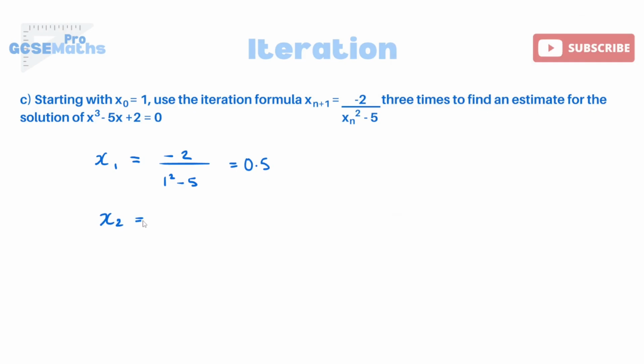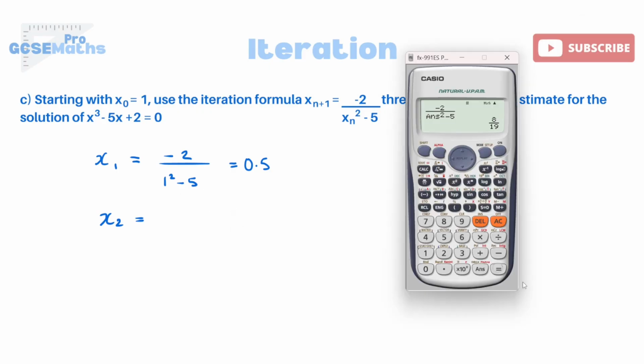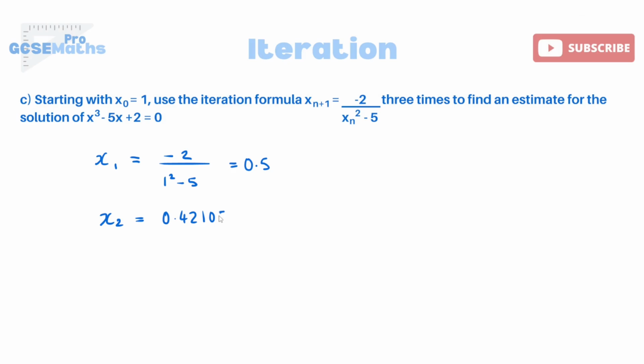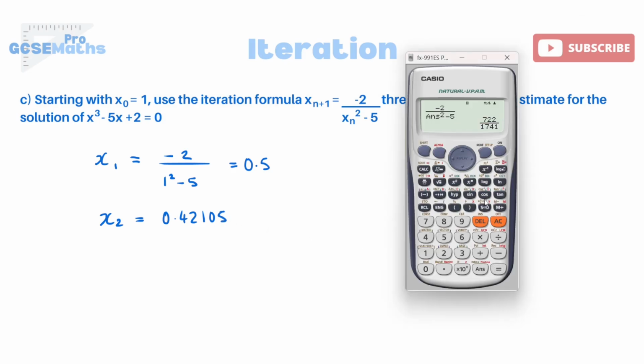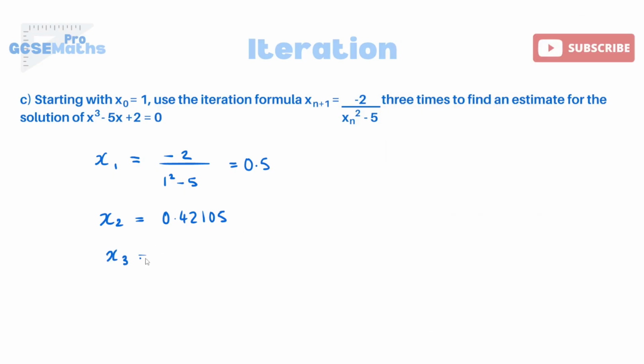And then I don't necessarily have to write out the whole thing for the second value. I'm just going to press equals again, and it will input 0.5 as my next answer, which then gives me, oh, massive decimal, so write down maybe 5 decimal places, 0.42105. And then once more, press equals again, 0.4147 for x3. Now, they've said find an estimate, just one answer, so that would be your final answer. So the third time that you've done it, that would be your final answer. So in this case, that would be 0.4147 for your answer.